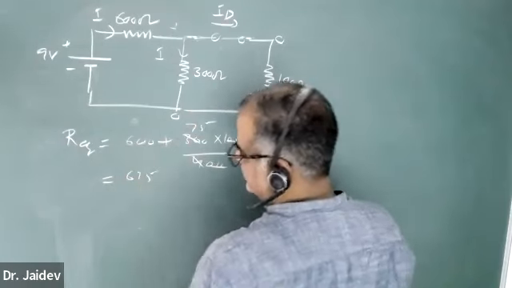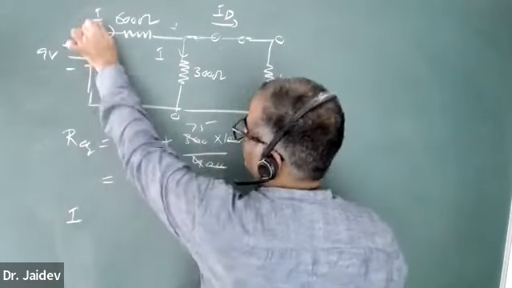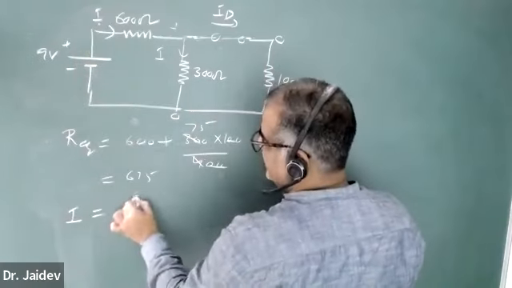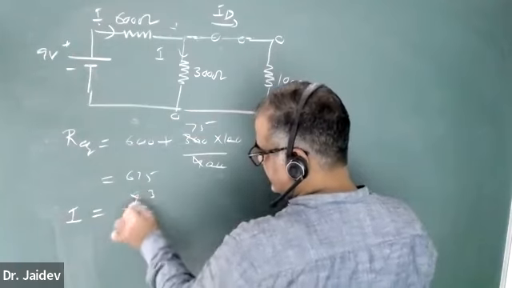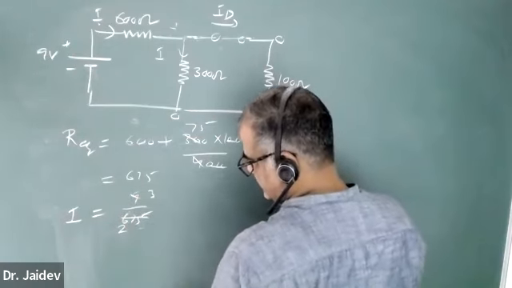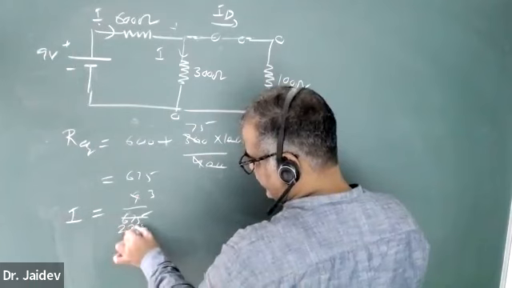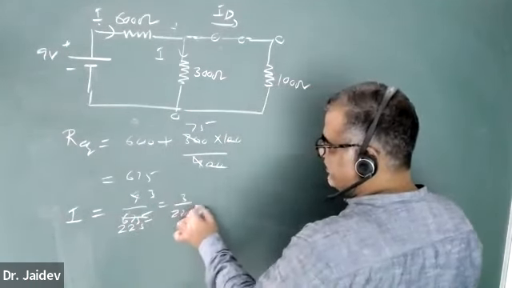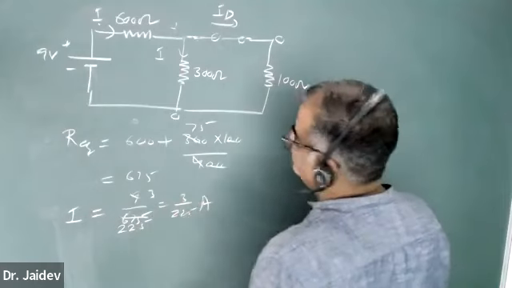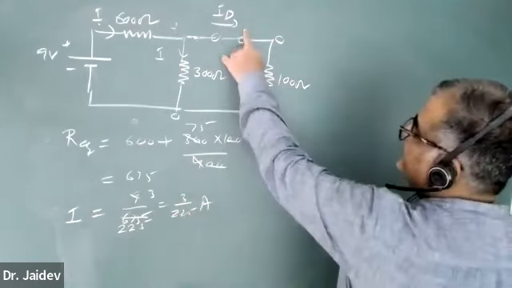Okay. Now the current in the circuit. Total current I will be 9 upon 675. Okay, that will be 3 by 225 ampere. This will be your current. And now you want the current ID in this branch.